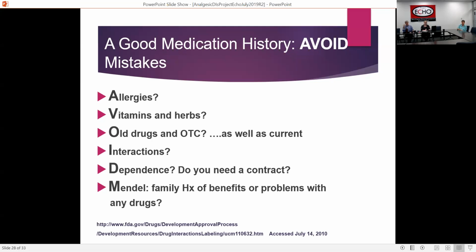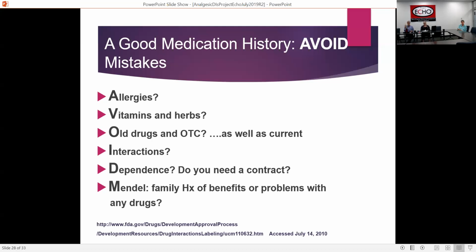Okay, you're also assessing for potential interactions with these folks, plus the deeper dependence. If patients have opioid use disorder, alcohol issues, whatever, you should have some handle on dependency, and whether, within your judgment, that person may require a contract prior to prescription of something. Mendel has to do with genetics.